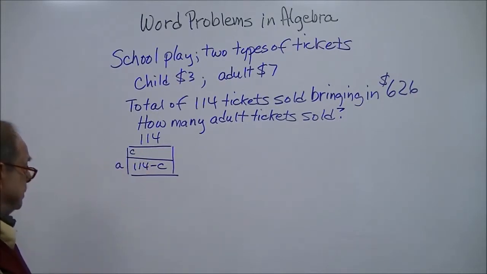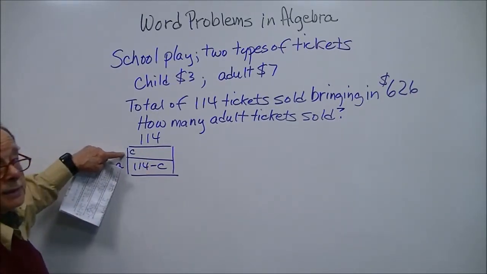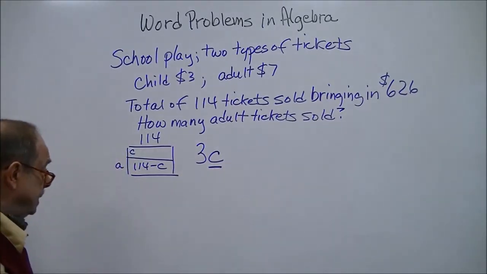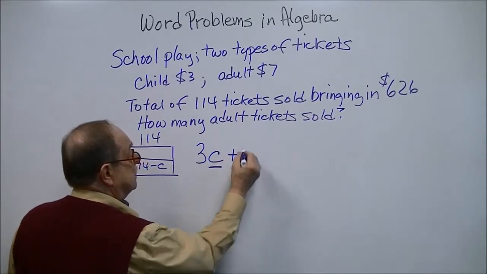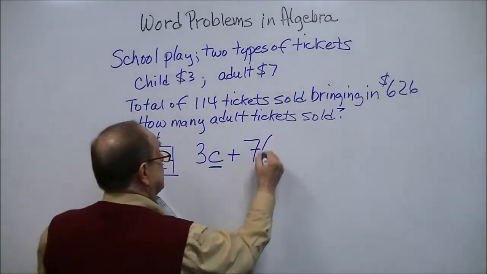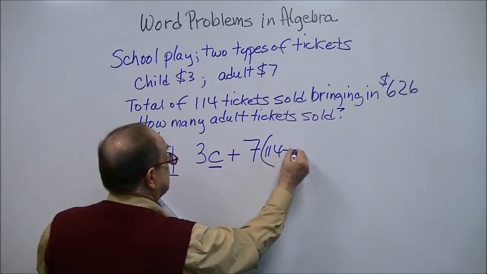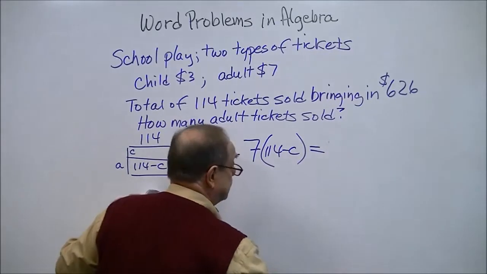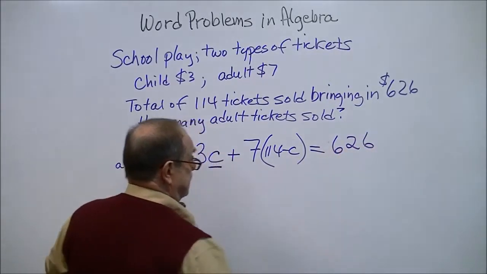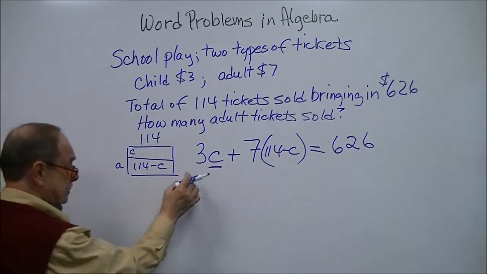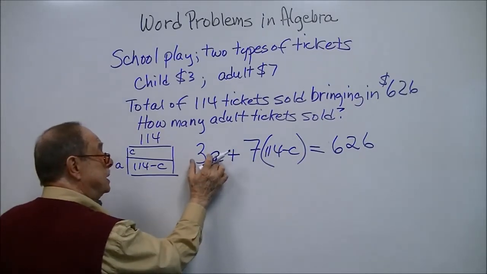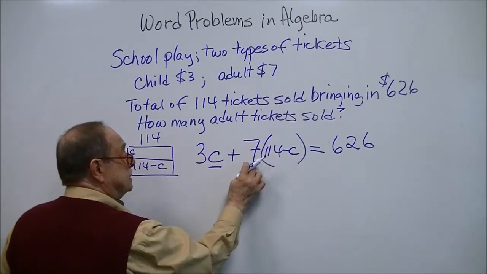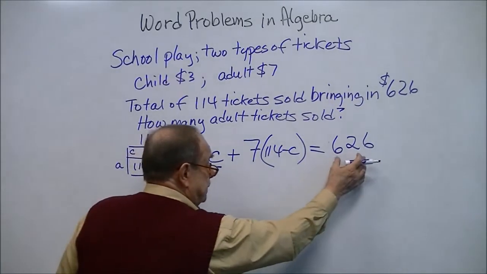So how many adult tickets were sold? Well, what was the cost of the child's ticket? Well, $3, and we sold this many tickets. And what was the price of the adult tickets? Well, $7, and we sold this many. And our total revenue was $626. So again, this was the cost of the child's ticket, and the number of tickets was C for the child's tickets. We said this other part were the adult tickets, and they were $7 each. And this was the total revenue.